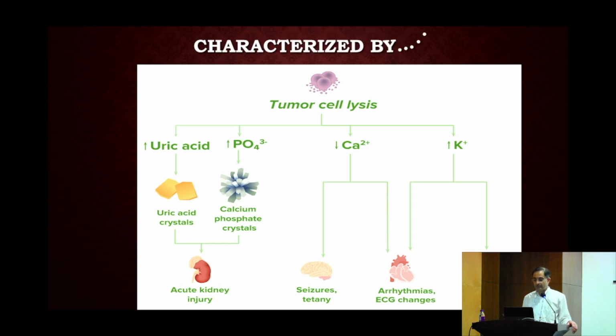So what are the predominant problems that happen? Most often it depends on which intracellular substances get released, and these include uric acid, phosphate, calcium, potassium, and perhaps a whole lot of other things as well. But these are the clinically significant ones. The manifestations of these electrolyte and metabolic substances are what we end up dealing with, which include AKI, seizures, tetany, probably because of hypocalcemia, arrhythmias, and muscle weakness.